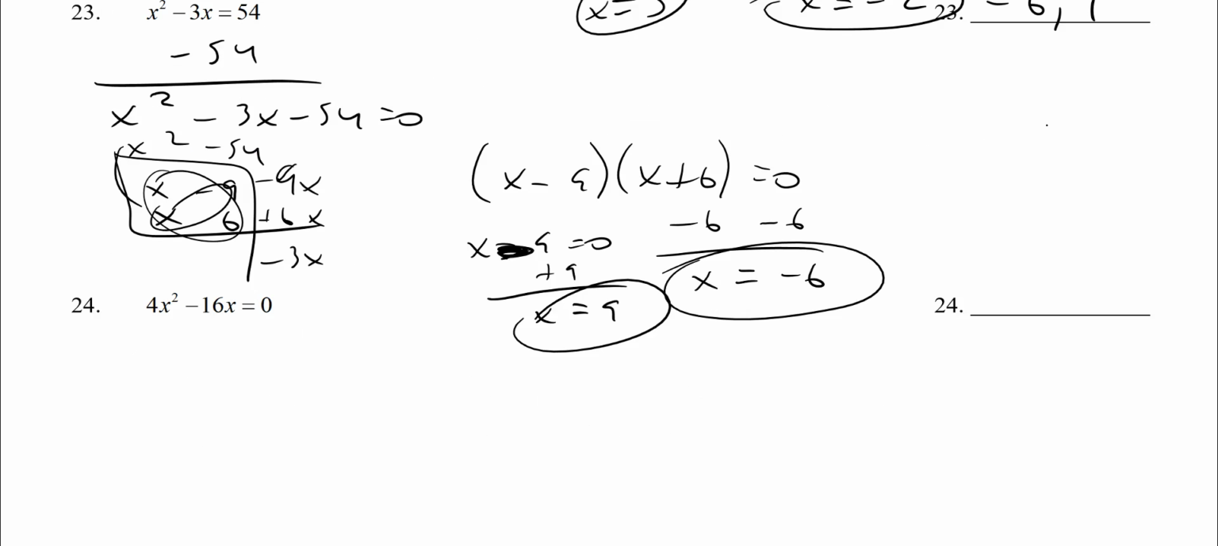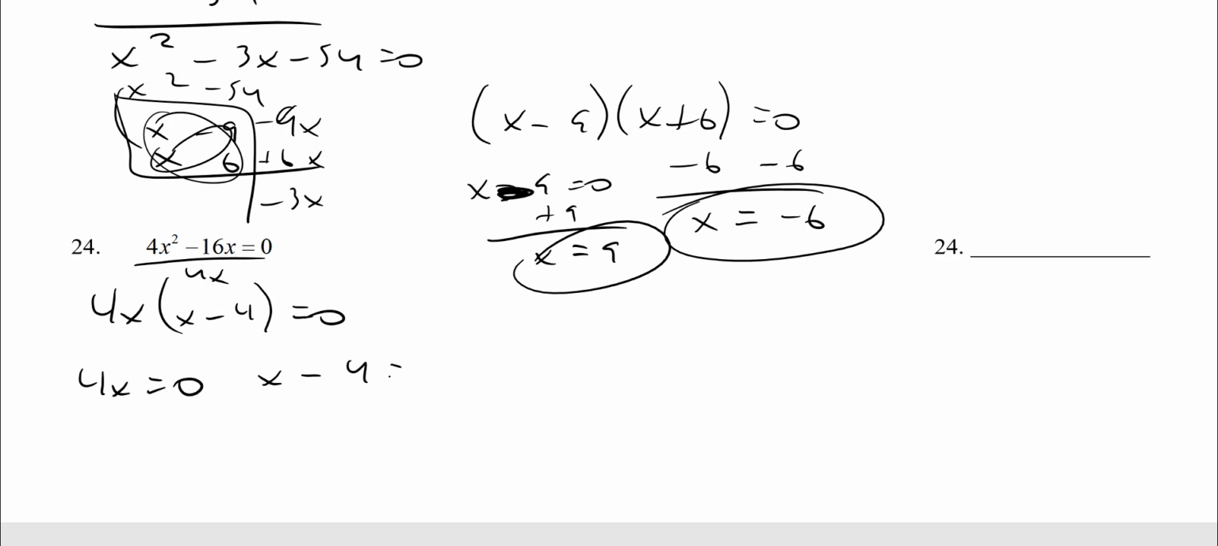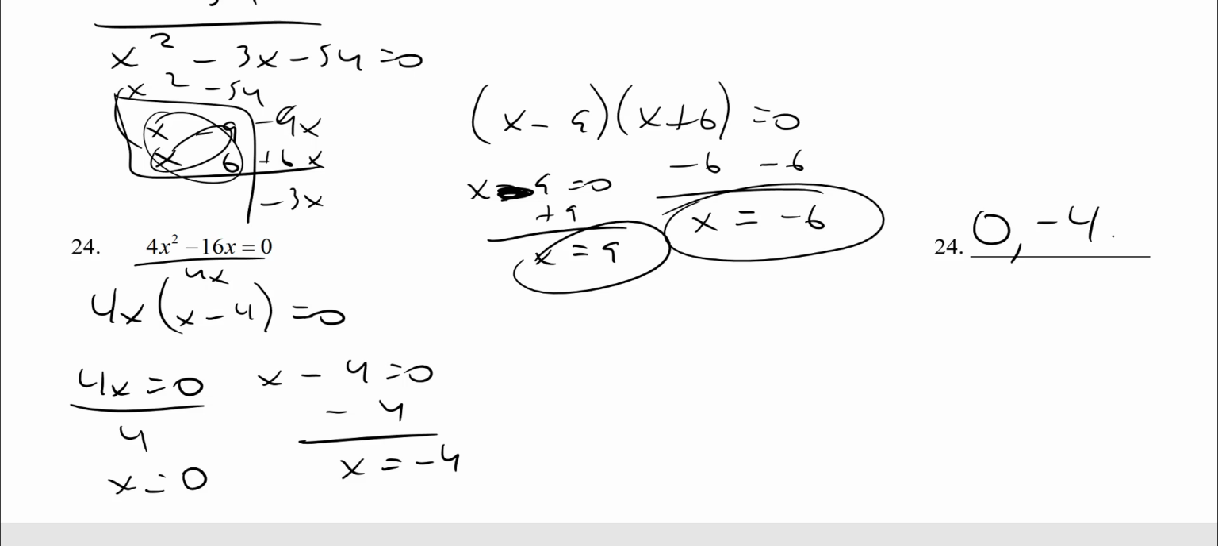Okay, and the last one is, again, greatest common factor. So we're going to factor out a 4x. So I divide each of these by 4x, and I get x minus 4 equals 0. So now it's factored, and I set each of those equal to 0. 4x equals 0. X minus 4 equals 0. Subtract 4, x equals negative 4, and divide by 4, x equals 0. So you have 0 and negative 4. Should have been adding 4 here, I'm sorry. Okay, so x equals positive 4.